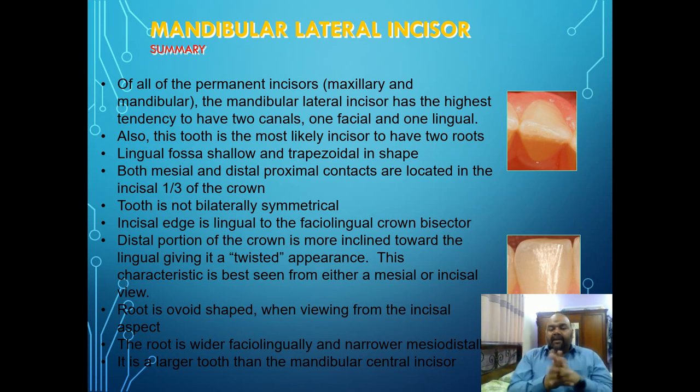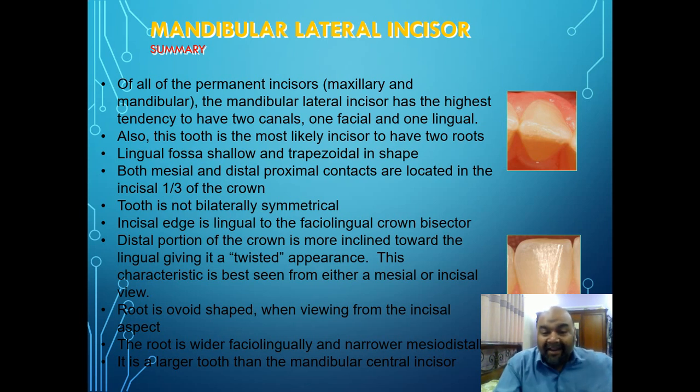The whole size and shape of the mandibular lateral incisor is larger than the mandibular central incisor, but it is smaller than the maxillary lateral and the maxillary central incisors. Both the mesial and the distal proximal contacts are located in the incisal one-third of the crown, but the mesial contact area is much more incisal as compared to the distal contact area.